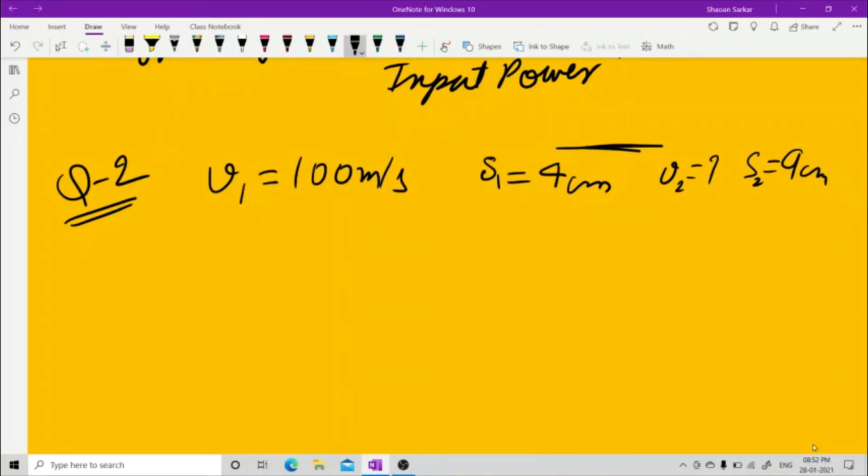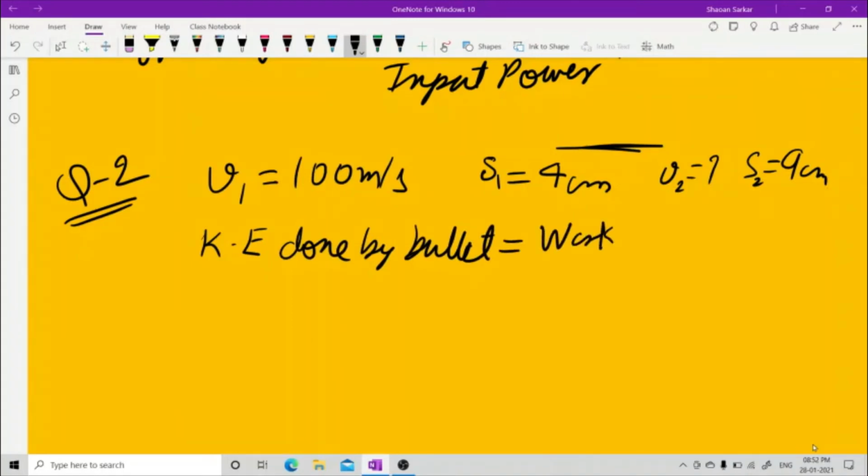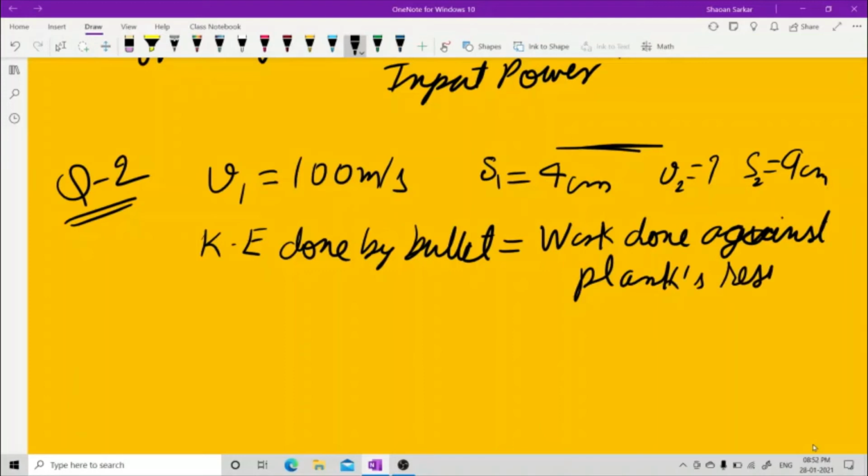See, now the kinetic energy of the bullet is equal to the work done against the plank's resistance. Now you will think, what is plank's resistance? It is a word we see in current electricity. See how much distance it will travel. That's what I'm talking about.